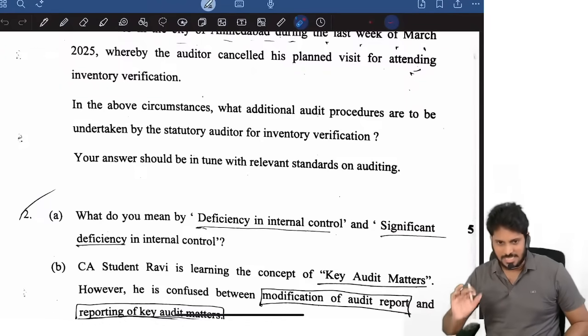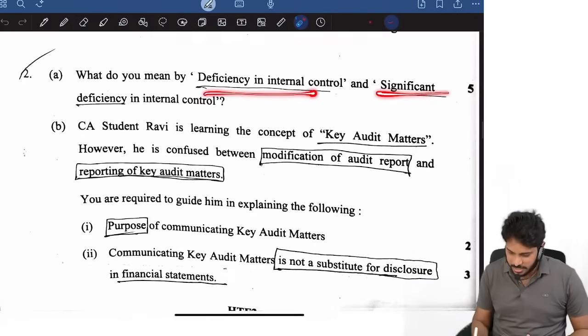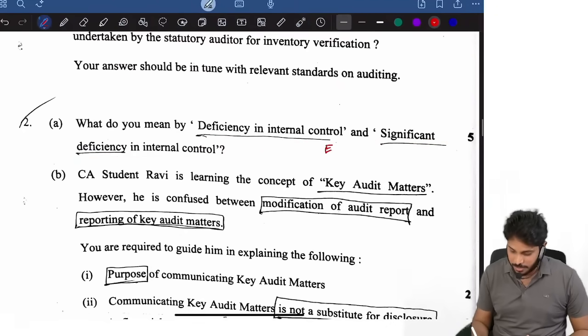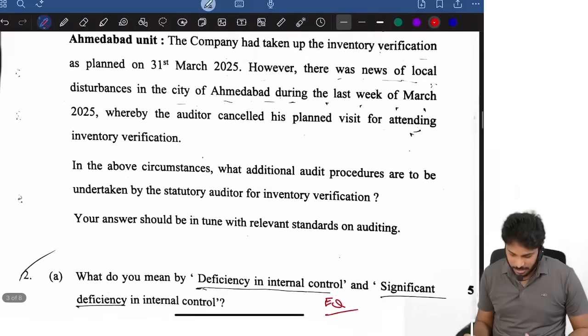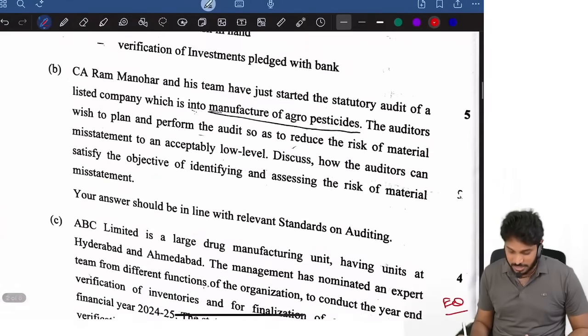Negative confirmation. Yes, I'll come back to it, ma. Please just let me finish this. What do you mean by deficiency in control and significant? This also was given as part of expected questions. Even the remaining ones I'll see. Even this inventory verification is given in expected questions.